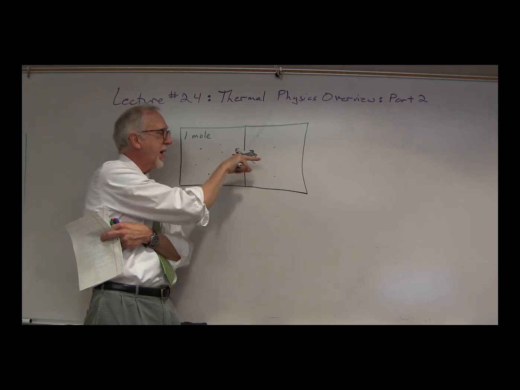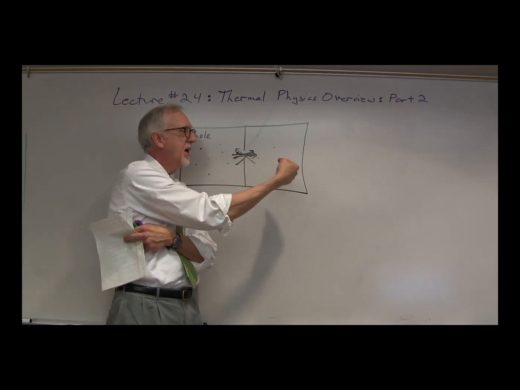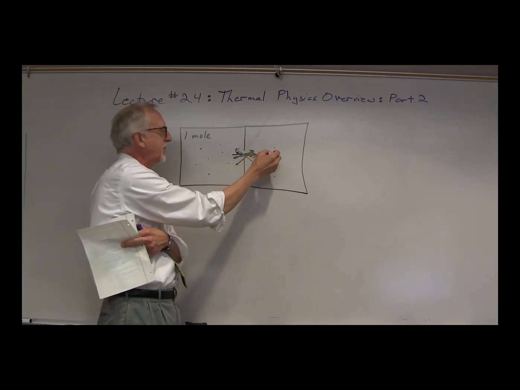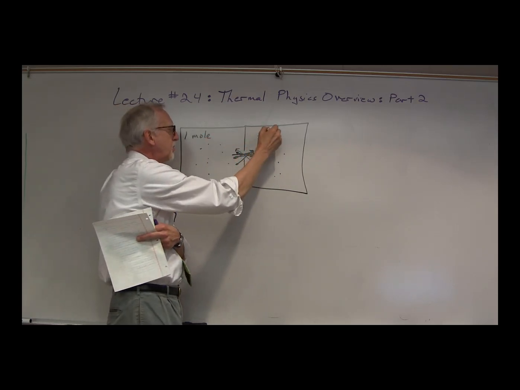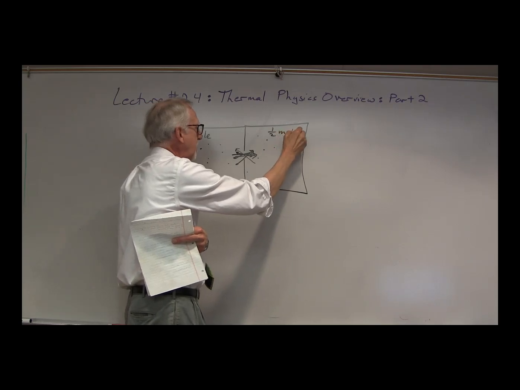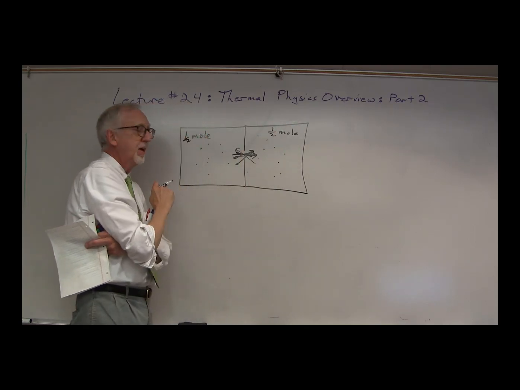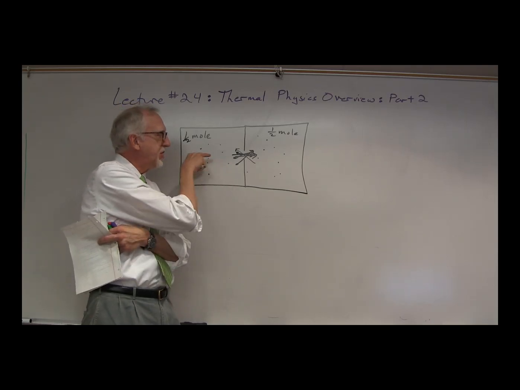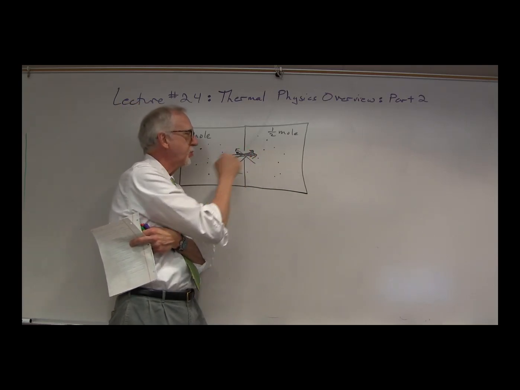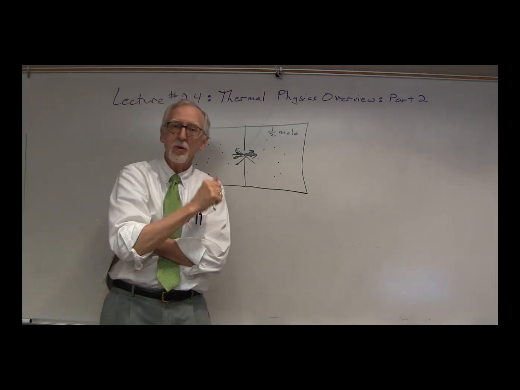And we will keep having more particles going that way than this way until we basically have the same number of particles over here as we have over here. In other words, a half mole over here and a half mole over here. When we have equal particle numbers, then we'll have just as many going that way as we have this way, and we'll basically be in equilibrium.